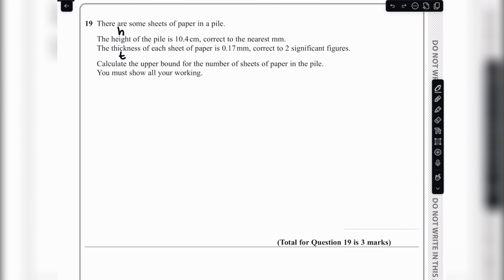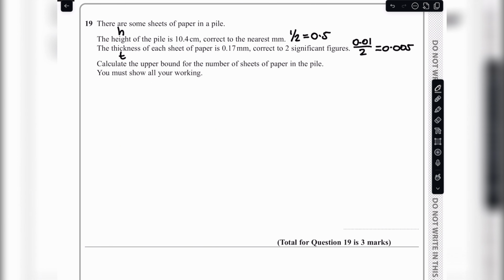And given as the height of the pile is 10.4 centimeters correct to the nearest millimeter, we can divide 1 millimeter by 2, and that gives us a value of 0.5. And the thickness of each sheet of paper is 0.17 millimeters correct to 2 significant figures. So 2 significant figures can be represented as 0.01, and I'm going to half that value to get 0.005.